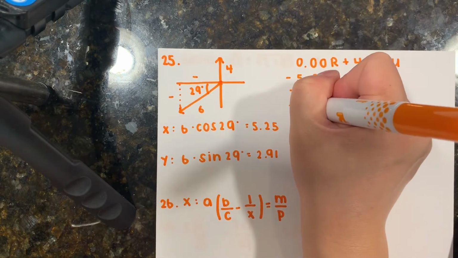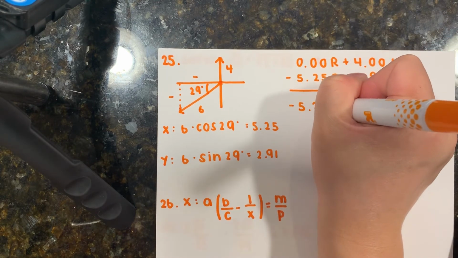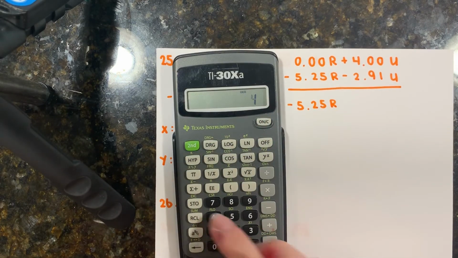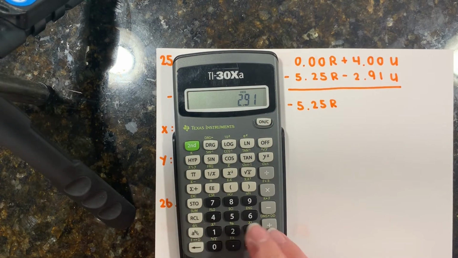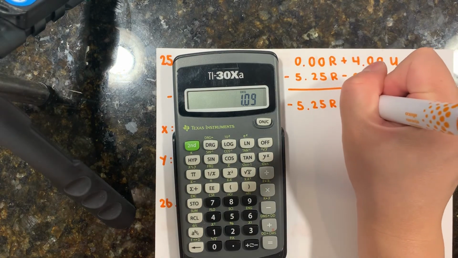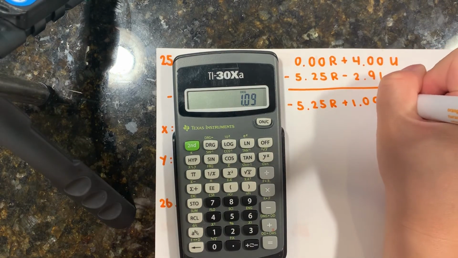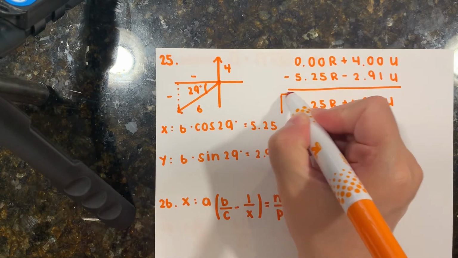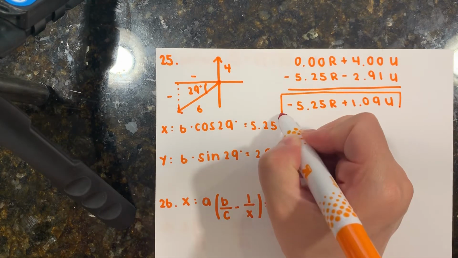When I add the r's together, I'm going to get negative 5.25r. When I subtract, it would be 4 minus 2.91, and I would get plus 1.09u. So using cosine and sine to solve for r and u.